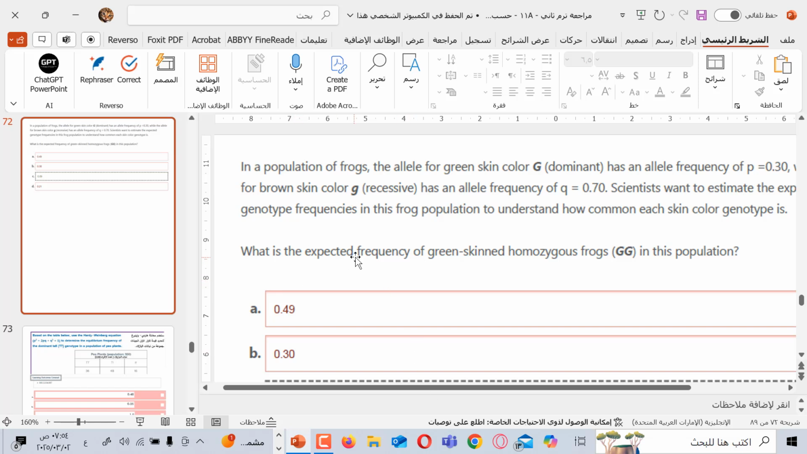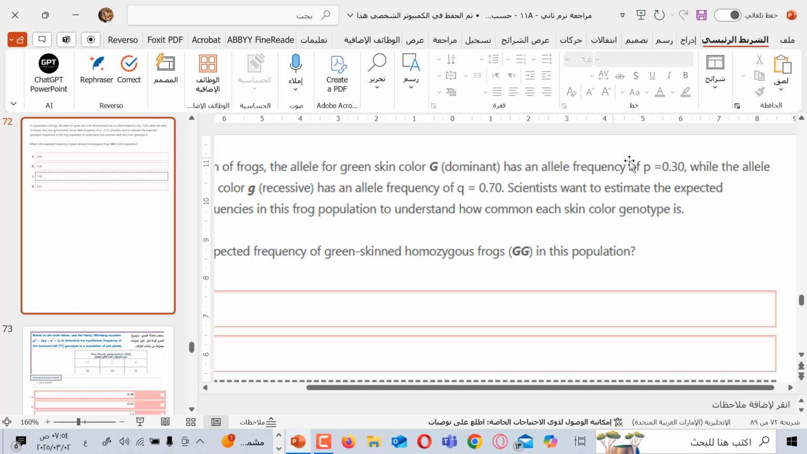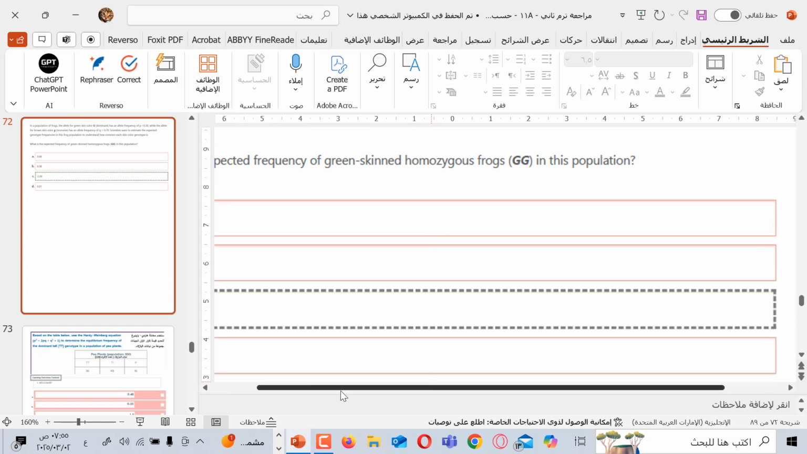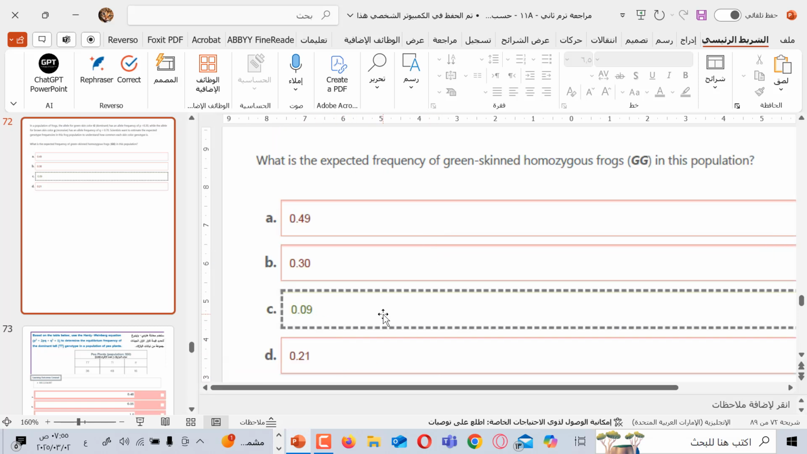Okay, what is the expected frequency of homozygous green-skinned frogs? You want this one. This means you will take the frequency for G capital and multiply it by itself. If you make the calculation, 0.3 multiplied by 0.3 equals 0.09. This is the true answer, 0.09. Okay.